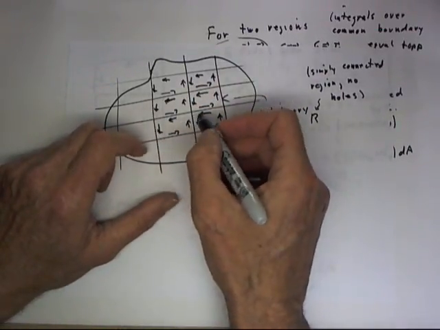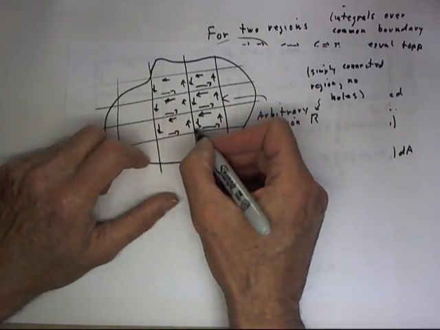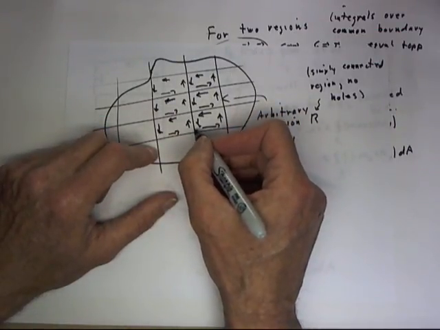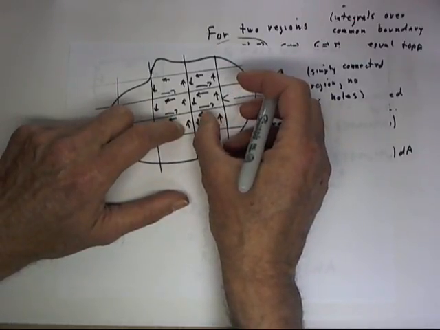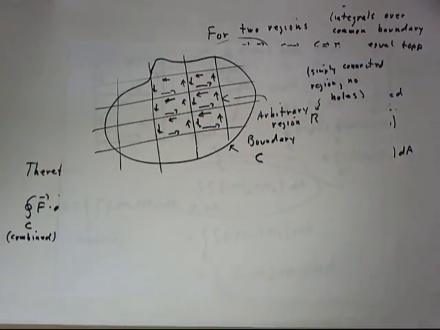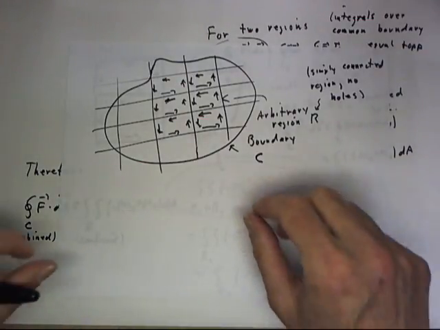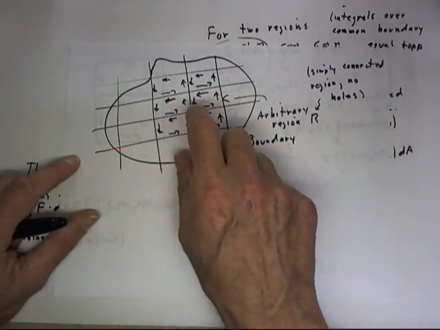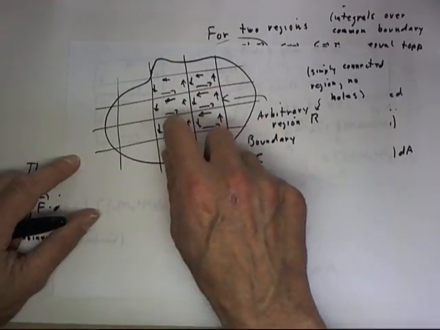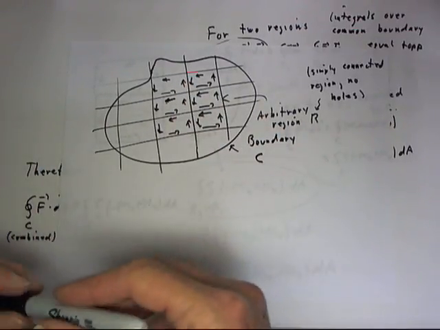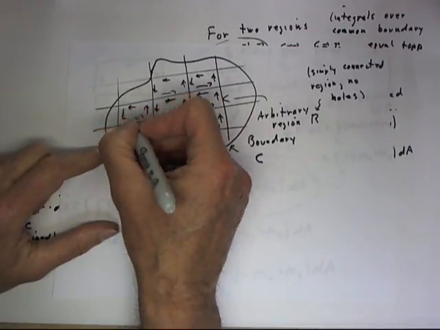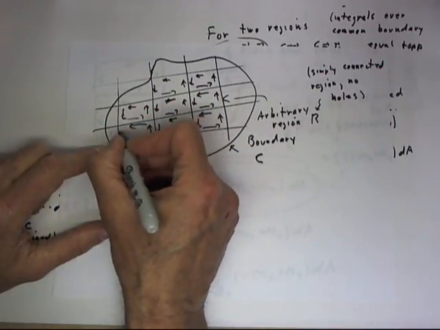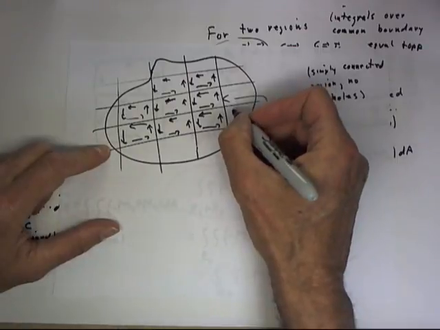So all the common borders make contributions that are equal and opposite to contributions from other regions. So the net integral along every common border is going to be 0. Now we have another region here that has a common border, another region here that has common borders.